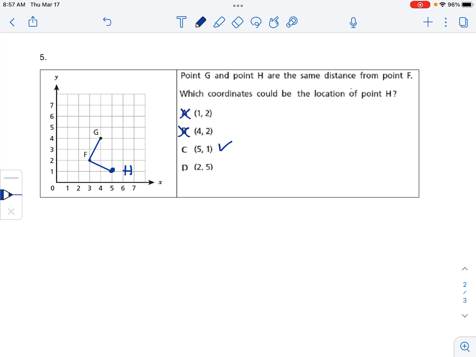Now let's plot 2, 5 and make sure 2, 5 is not good. So 2 to the right and 5 up. And we're comparing the distance from H to F. That's 3 diagonal units. G to F is 2 diagonal units. So this is not the same distance either, not appropriate. So it is choice C.